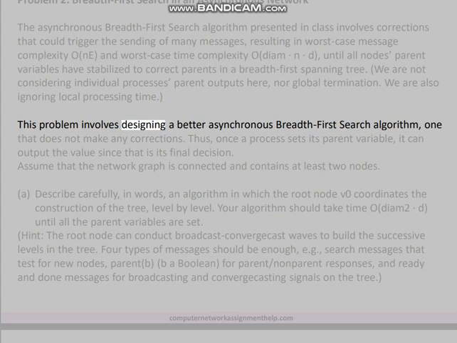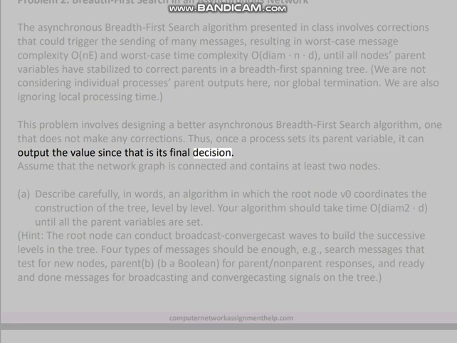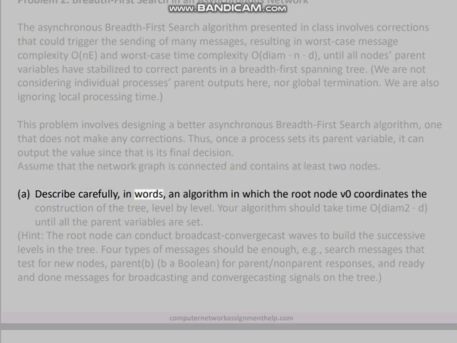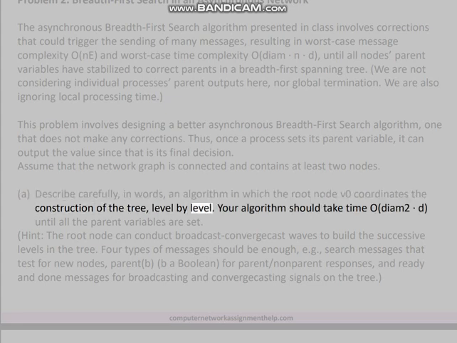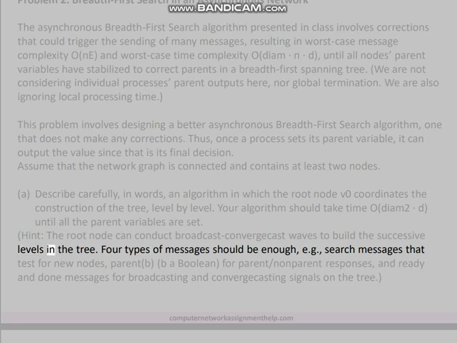This problem involves designing a better asynchronous breadth-first search algorithm, one that does not make any corrections. Thus, once a process sets its parent variable, it can output the value since that is its final decision. Assume that the network graph is connected and contains at least two nodes. A. Describe carefully, in words, an algorithm in which the root node v0 coordinates the construction of the tree, level by level. Your algorithm should take time O(diam^2 d), until all the parent variables are set. Hint: the root node can conduct broadcast-convergecast waves to build the successive levels in the tree.